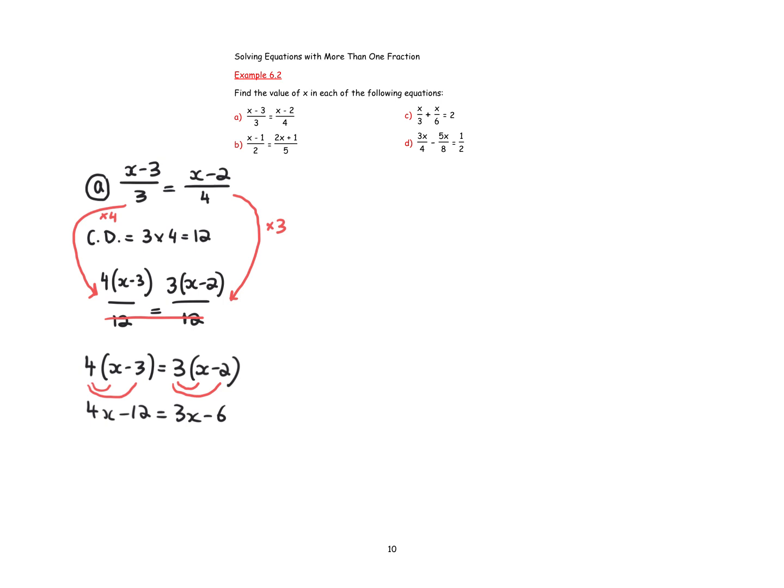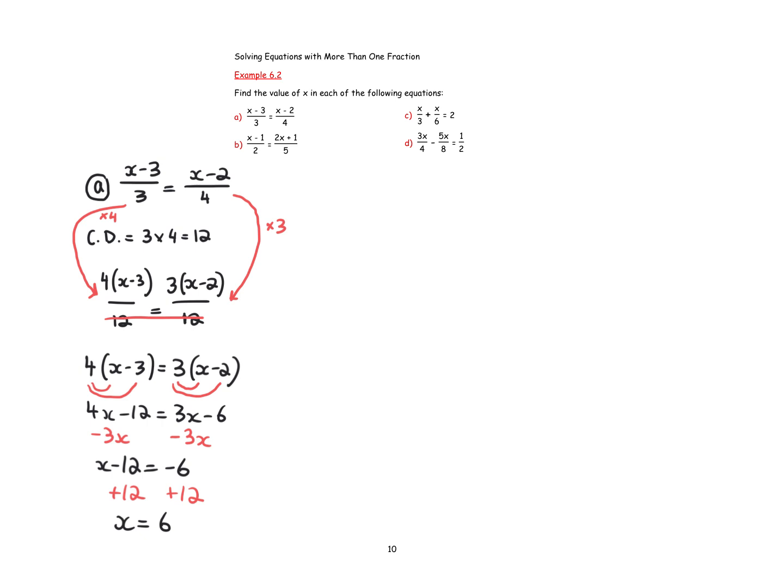Again, we're going to bring all the x's to the left-hand side. So I'm going to minus 3x from both sides, meaning I'll be left with x minus 12 is equal to minus 6. Next, I need all the numbers to the right-hand side, so I'm going to plus 12 to both sides. Now, I'll end up with x is equal to minus 6 plus 12, which is 6. Therefore, the answer for A is x equal to 6.